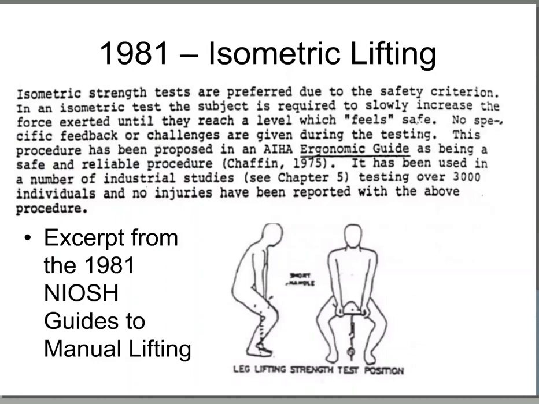In 1981, we see the standardization and the acceptance of isometric lifting. In an isometric lift test, the subject is required to slowly increase the force exerted until they reach a level which feels safe. No specific feedback or challenges are given during the testing. This procedure has been proposed in the ergonomic guide as being a safe and reliable procedure. It has been used in a number of industrial studies testing over 3,000 individuals, and no injuries have been reported in the above procedure. This is an excerpt from the 1981 NIOSH Guides to Manual Lifting.